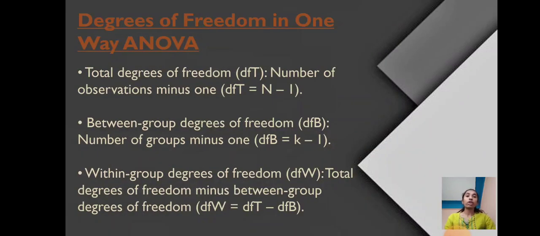Degrees of freedom in One-Way ANOVA. Total degrees of freedom, denoted by DFT, is the number of observations minus 1. DFT is equal to n minus 1. Between group degrees of freedom, denoted by DFB, is the number of groups minus 1. DFB is equal to k minus 1. Within group degrees of freedom, DFW, is calculated as total degrees of freedom minus between group degrees of freedom. DFW is equal to DFT minus DFB.